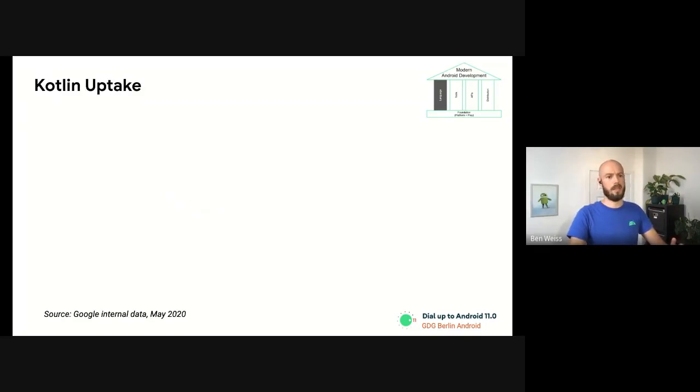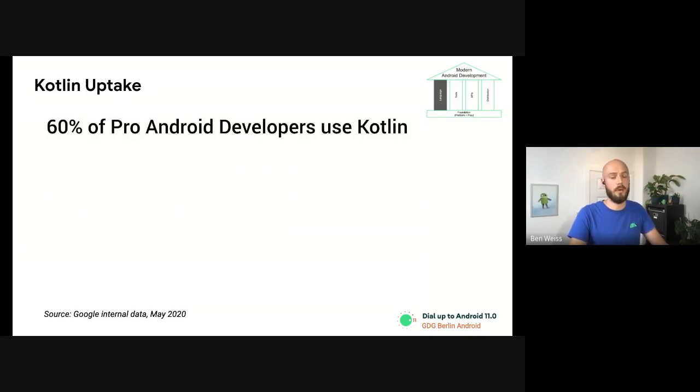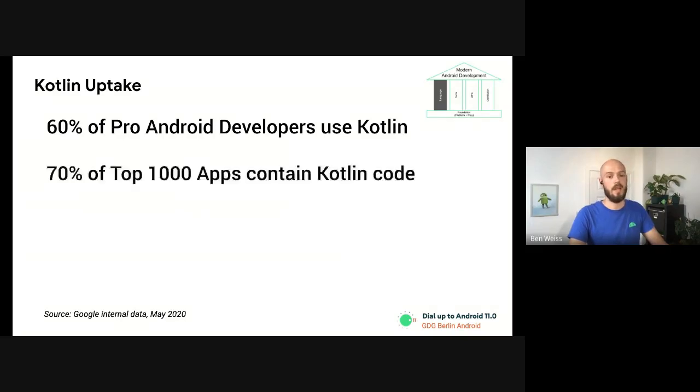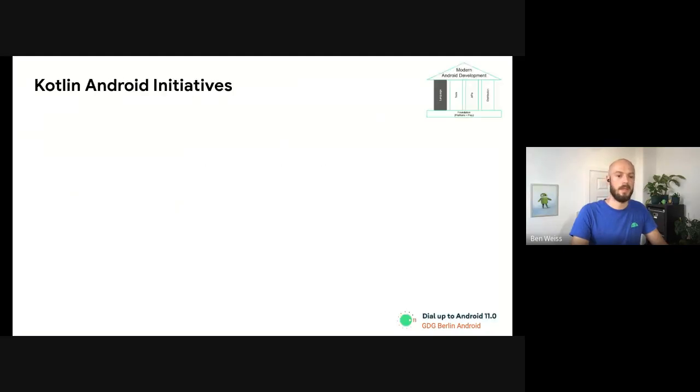But let's take a look at some numbers. Developers really like Kotlin, and we can see that by more than 60% of pro Android developers using Kotlin in their applications. And more than 70% of the top 1,000 apps contain Kotlin code. These numbers, within a couple of years of having it out there, show that a lot of developers care and understand why Kotlin is a nice language and why they should be writing their code in Kotlin. And I also remember that when we announced at I/O that we're supporting Kotlin, there was a massive cheer in the crowd, and ever since, people were really excited to see where we're going with that.